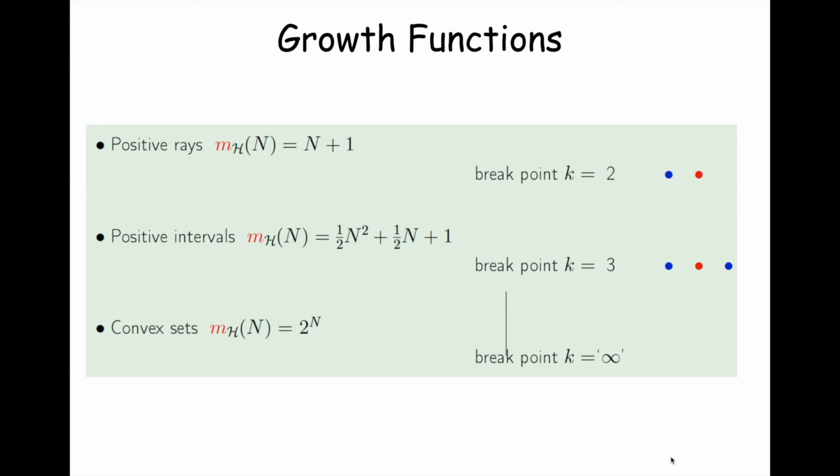Let's think about that. If you have 2 data points, the positive ray can anchor to the left of both, calling them all blue. It can do it to the right of both, calling them all red, or it can do in between, calling one red and one blue, but not vice versa, right? And so it can only produce 3 of them, so it breaks. It can't shatter all possible dichotomies. Question?